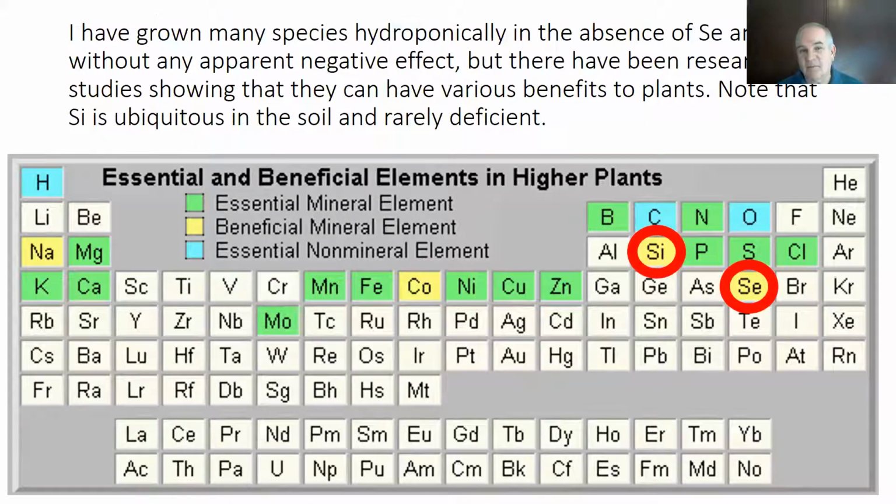A couple of examples of some beneficials: silica, selenium. However, I've grown lots and lots of hydroponic plants over the many years, and I don't put any silica or selenium in the solutions. Now, they probably get a little bit from the seed, but it's pretty minimal. So we grow beautiful plants hydroponically, and it just kind of emphasizes to me that, yeah, maybe we have research that shows these are beneficials, but not really essential.